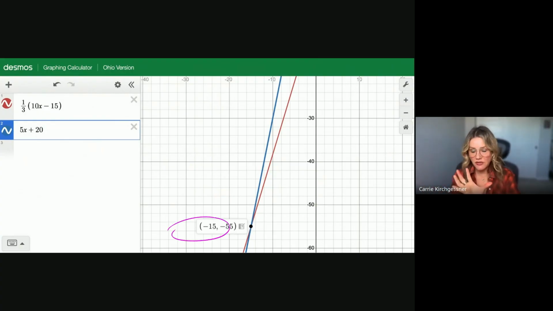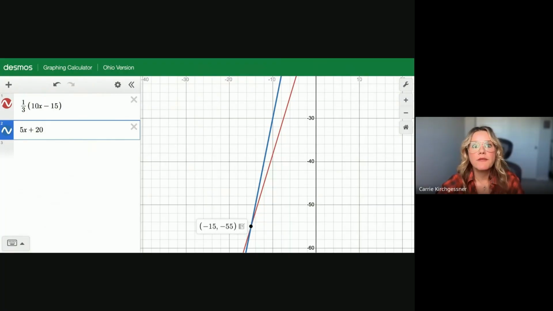And that's how you can use your calculator to solve a system of equations or to figure out what x is if you have two x's on each side of the equation. Holler if you need me to slow down, but I'm going to move on.